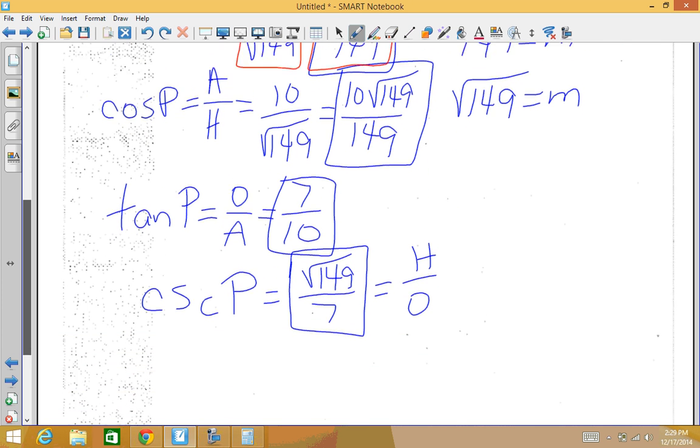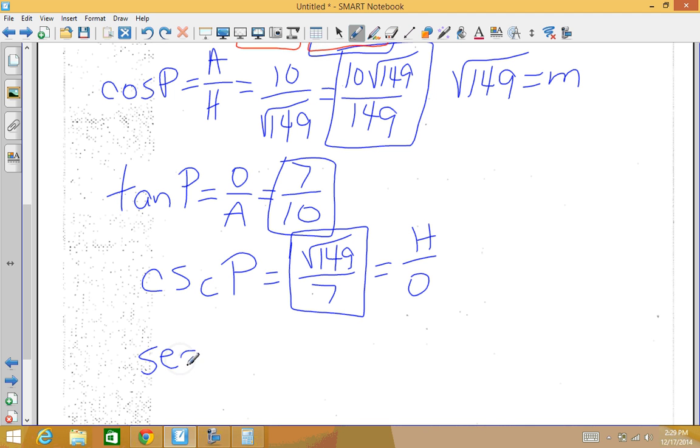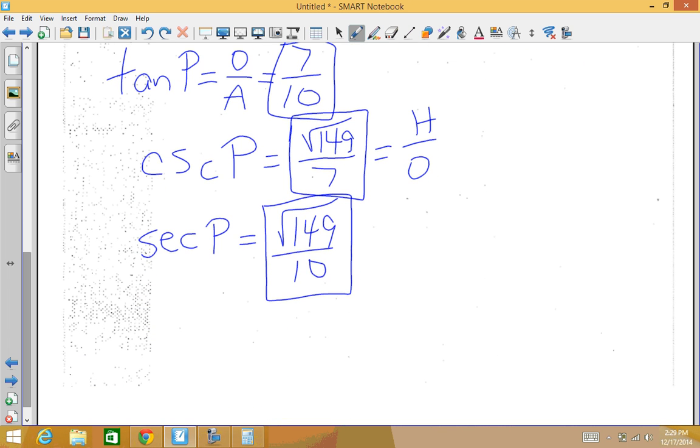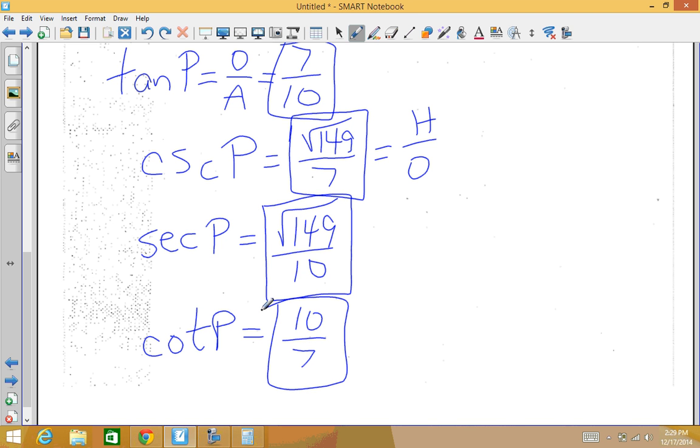Okay, so the next one would be the secant. The secant is the reciprocal of cosine. So again, I'm going to flip the first one, square root of 149 over 10. You can check that with the triangle. Finding the last, cotangent of P, that's the reciprocal of tangent. We didn't have a radical involved here, so we just flip over the fraction that we got for tangent, and we get 10 over 7. Okay, so that's how you find all 6 trig functions. Again, without establishing all 3 sides, it is impossible to find the ratio of all 3 trig functions.